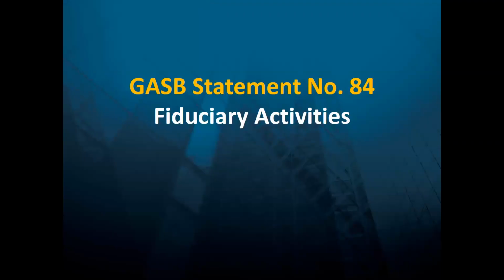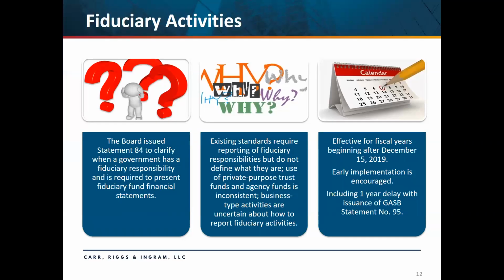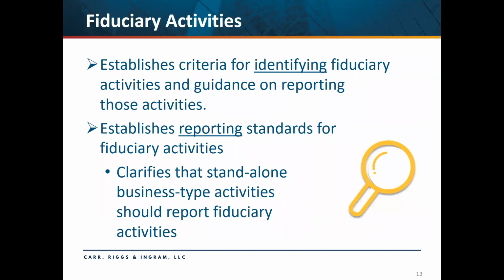And we'll talk about fiduciary activities. So statement 84. We've done a lot on 84. You may have heard some of my presentations on 84 over these last couple of years, but it's here. It was delayed due to 95 last year. This statement is really in order to clarify what was going on within practice, and this is related to all fiduciary activities. As we move forward onto this next one, it is going to talk about establishing the criteria for identifying what the fiduciary activities are and those reporting requirements.